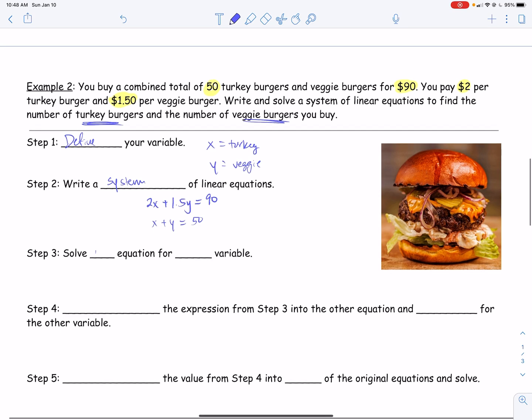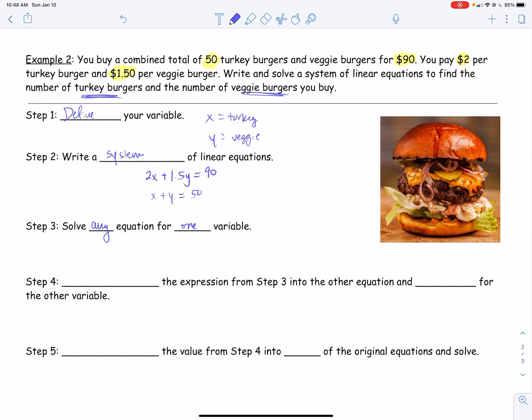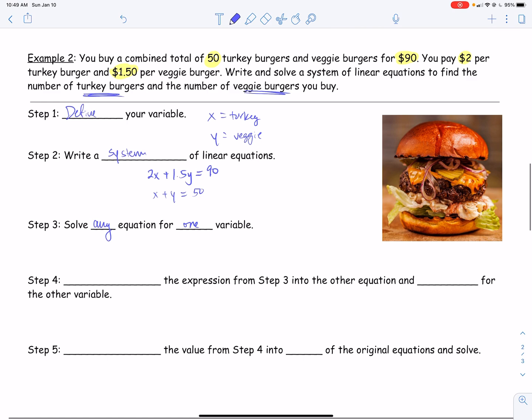Step number 3, now is solve any equation for one variable. So this is where it's a little different than the other two examples we did. In the other two examples, I was given an x equals, I was given a y equals, but you notice how in this equation I'm not, right? So this is where you have to change it a little bit. Take a look at your easier equation. It doesn't matter which one you choose, but I think this bottom one is a little easier. So let's solve for any variable. I'll just solve for x. So I have x plus y is equal to 50. I want x equals, so I subtract y, I get x is equal to 50 minus y.